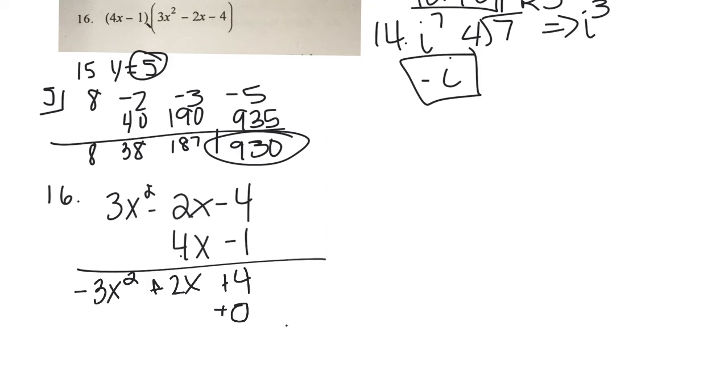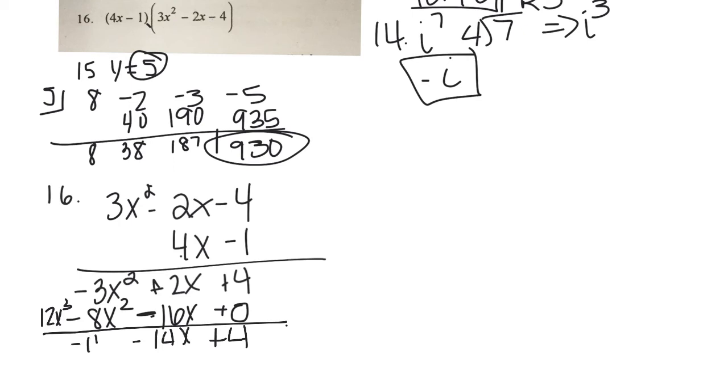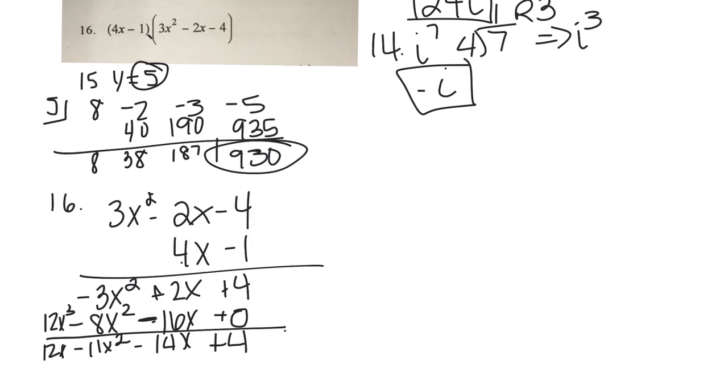So 4x times negative 4 is negative 16x. And 4x times negative 2x is negative 8x squared. And 4x times 3x squared is 12x cubed. And then because I left that blank or put that 0 in, all of my like terms add up. I get 4. We get negative 14x, we get negative 11x squared, and 12x cubed.